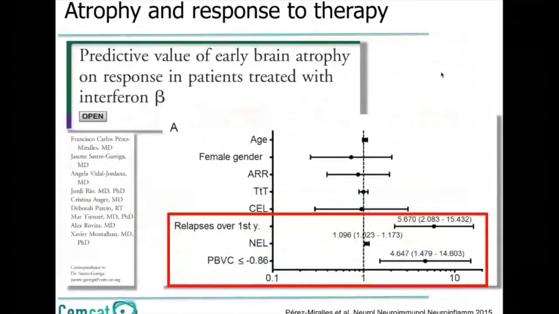And we also have published exactly the same parameters in the model to be able to predict disability progression 4 years after you started with interferon. So looking at relapses over the first year, presence of new lesions, and brain volume loss, you can predict response to therapy.